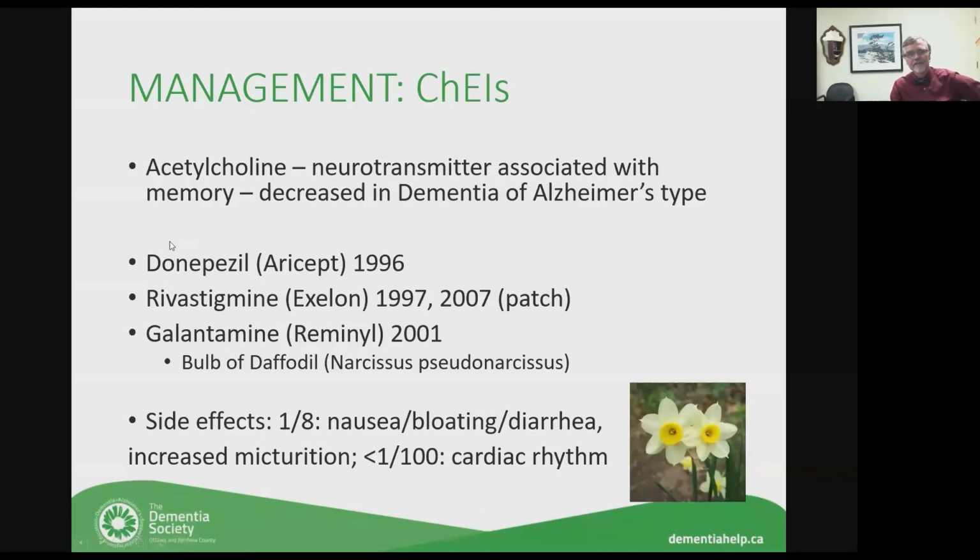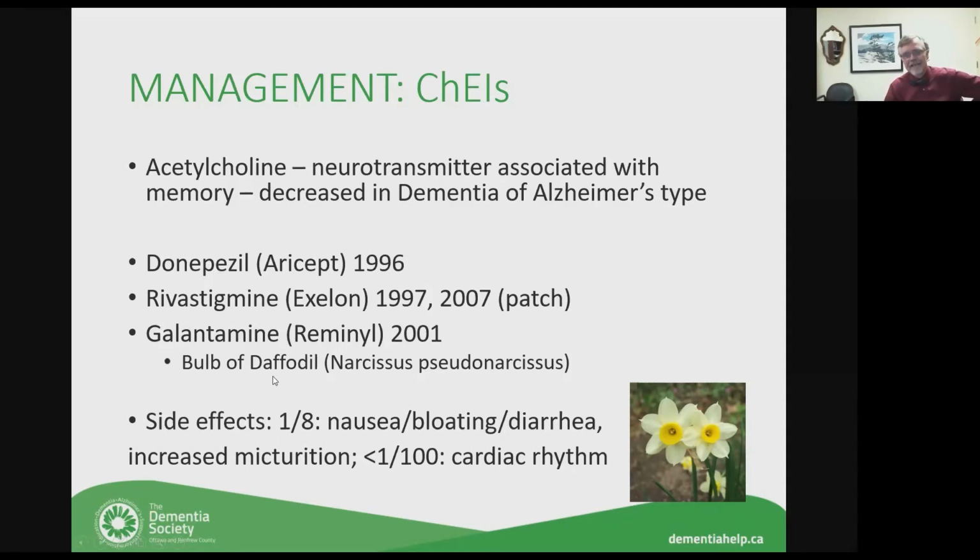So there are 3 of these medications: donepezil, rivastigmine, and galantamine. And you can see here that they were discovered at different times and by different companies. What's interesting is that galantamine actually comes from the bulb of the daffodil. And I'm actually not very good at reading Egyptian hieroglyphics, but apparently they refer to the brain power of the daffodil in some of the scripts that we've discovered in the pyramids and in other Egyptian areas. So just a funny anecdote, but these are the medications that we prescribe.